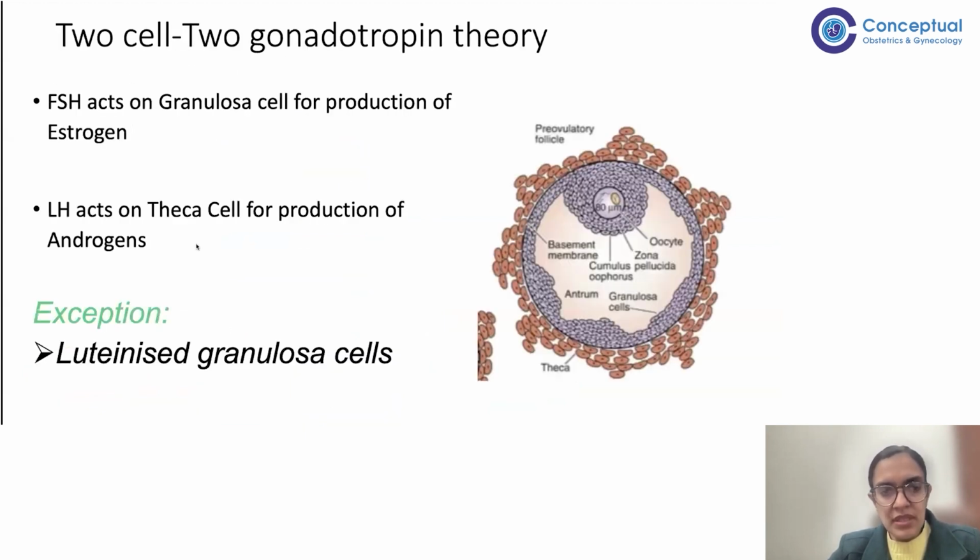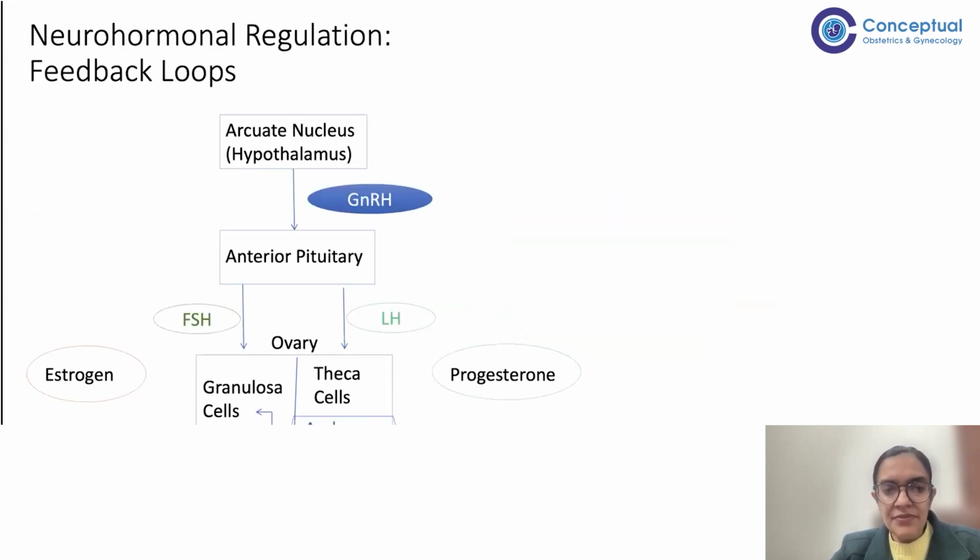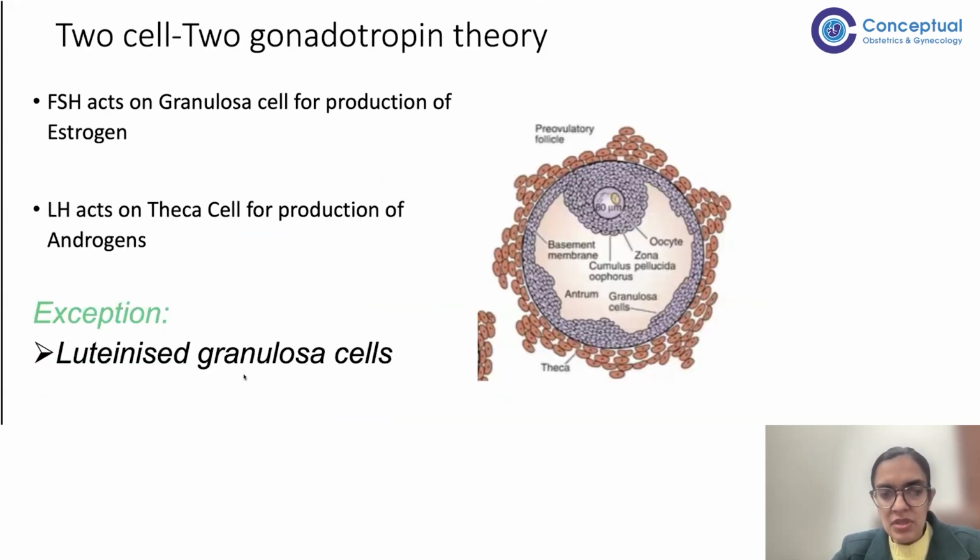Now we all know that there is this two-cell two-gonadotropin theory. We know FSH acts on the granulosa cells. The granulosa cells are these cells surrounding the oocyte. Then there is a basement membrane, and outside it, the cells that have come from the mesenchyme. They are the theca cells, and LH acts on the theca cells for androgens. But after ovulation, the LH can also act on the granulosa cells for production of progesterone. So the luteinized granulosa cells also have the LH receptors. That's the only exception. Otherwise, two-cell two-gonadotropin theory is the basic.